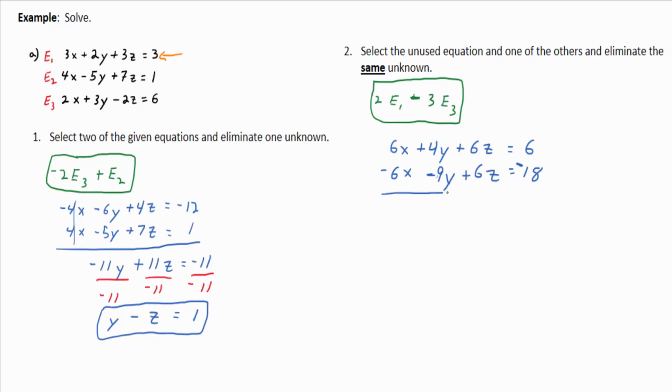Okay, add them up. We get, what do we get? We get negative 5y plus 12z equals negative 12.